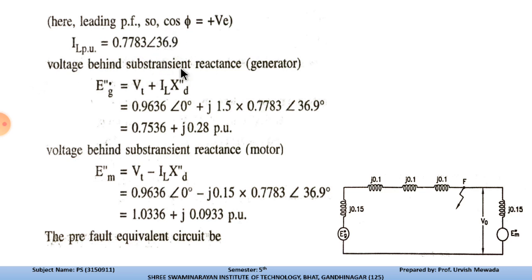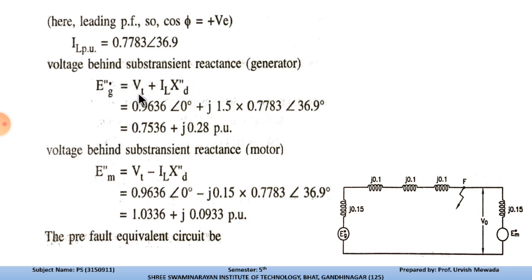Now the voltage behind the sub-transient reactance of the generator. We have the equation for the generator: E double dash G is equal to VT plus IL XD. Here VT is the terminal voltage, the output, and E double dash G is the generator EMF. This is the equation that we can form from the phasor diagram of the synchronous generator, and we have already discussed that EG is equal to VT plus IL XD.